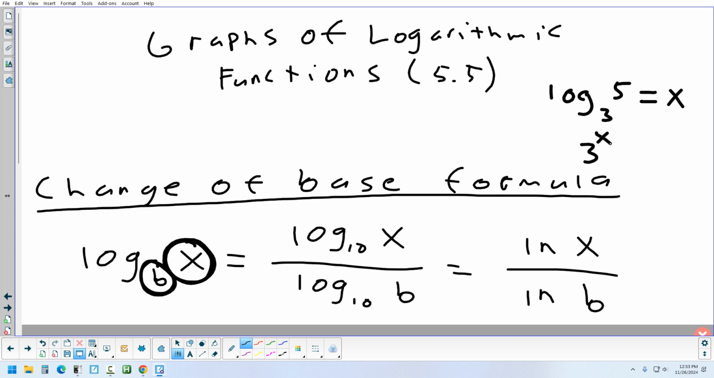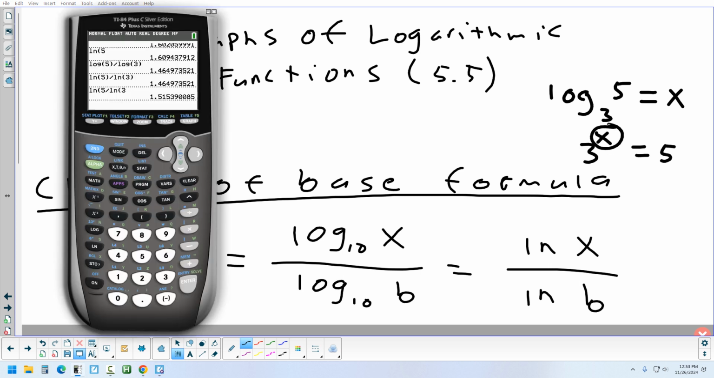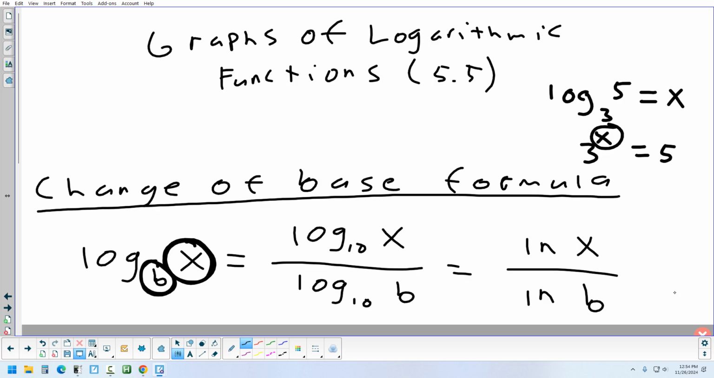So for the logarithm, the base is 3, x is the exponent, and what goes on the other side? 5. So the number that we just found, 1.46497, that's what you raise 3 to get 5. Let's try it. 3 raised to the 1.46497 gives me 4.99998 because I rounded it. But that's what that number is. So you're solving for an exponent when you use this formula.